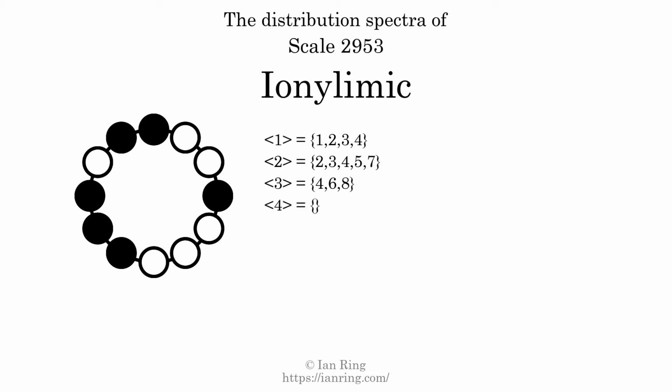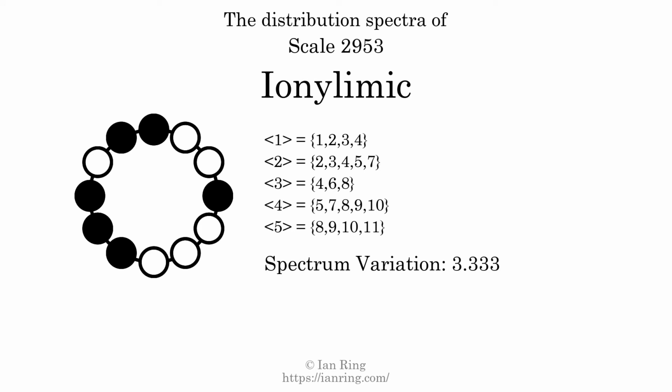The generic interval of 4 scale steps comes in 5 different specific interval sizes. 5 semitones, 7 semitones, 8 semitones, 9 semitones, and 10 semitones. The spectrum width of this generic interval is 5. And finally, the generic interval of 5 scale steps comes in 4 different specific interval sizes. 8 semitones, 9 semitones, 10 semitones, and 11 semitones. The spectrum width of this generic interval is 3. The spectrum variation is the sum of all the widths, divided by the number of tones.